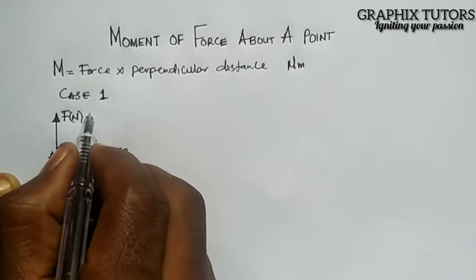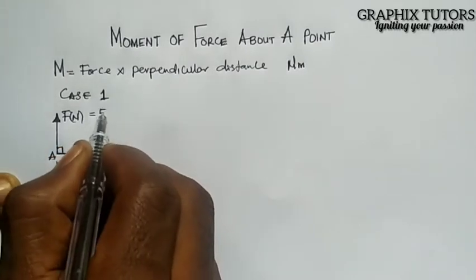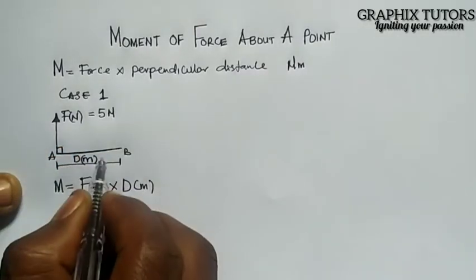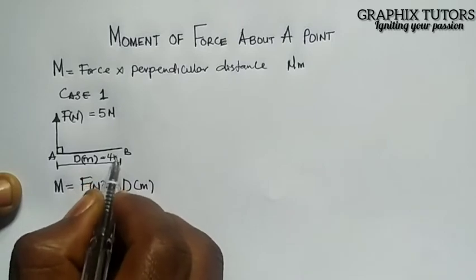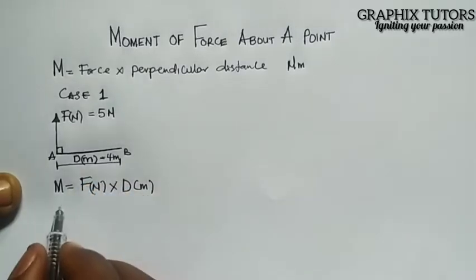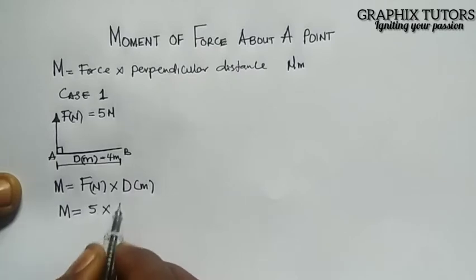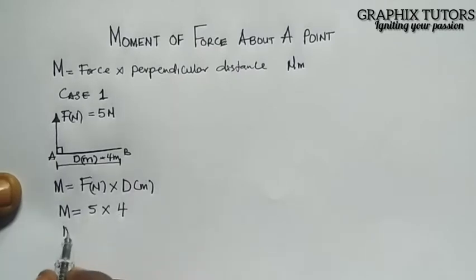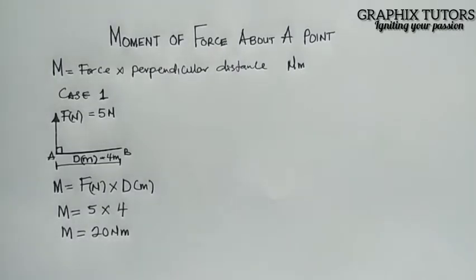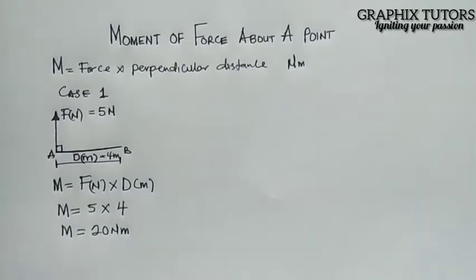So, if the force is 5 Newton, and the distance is 4 meters, we'll say that the moment is equal to 5 times 4, which will give me 20 Newton meter. That is it, right? Now, case 2.